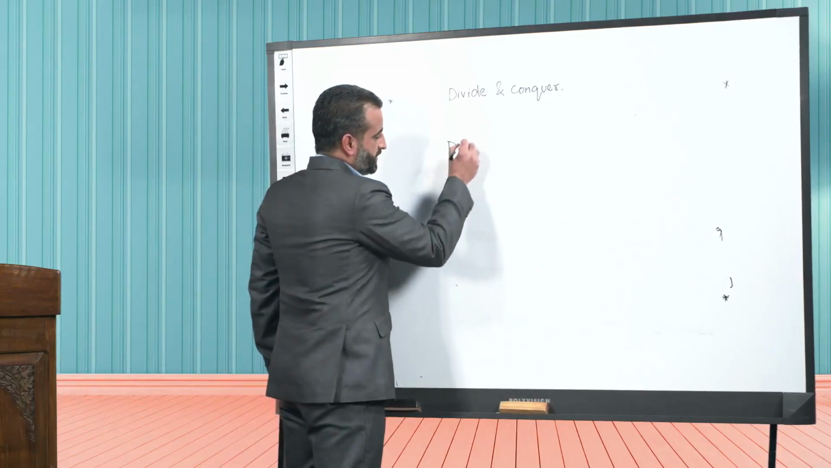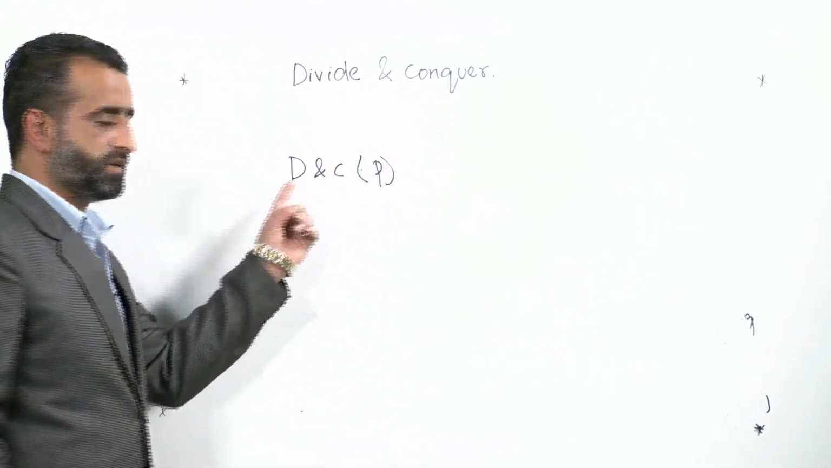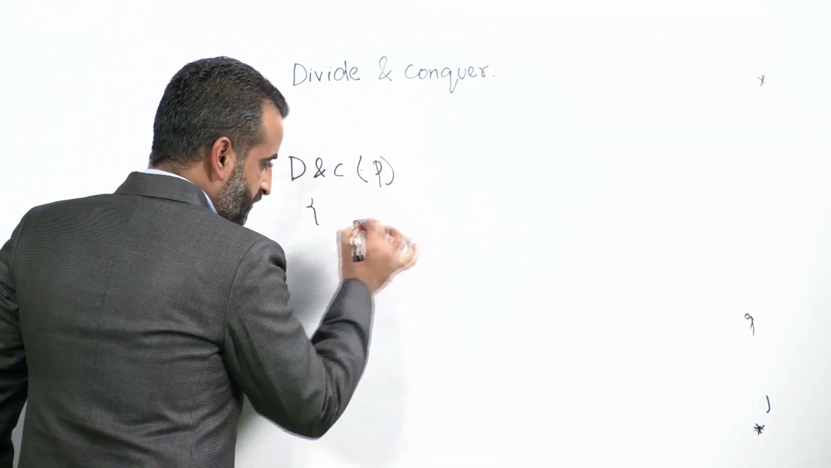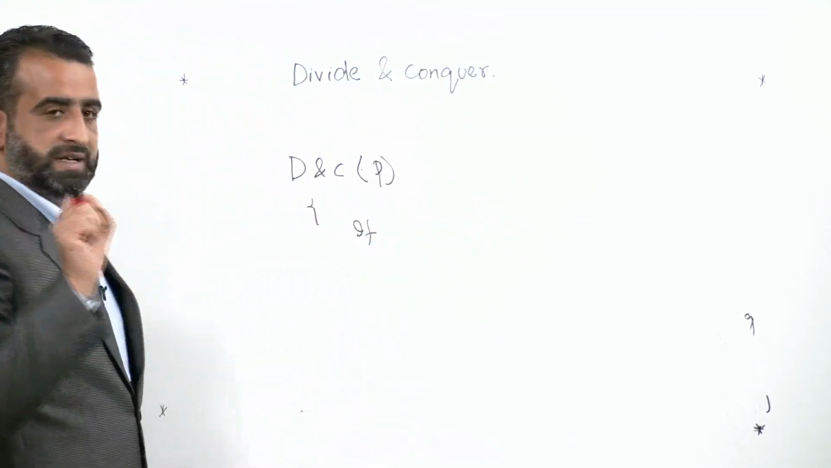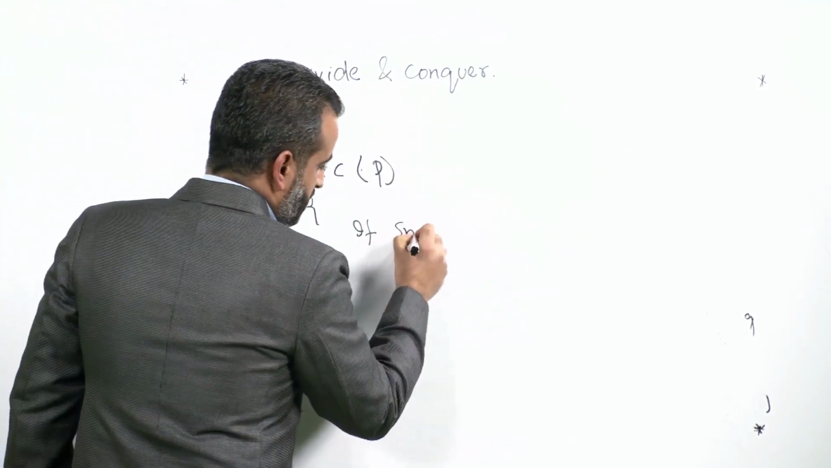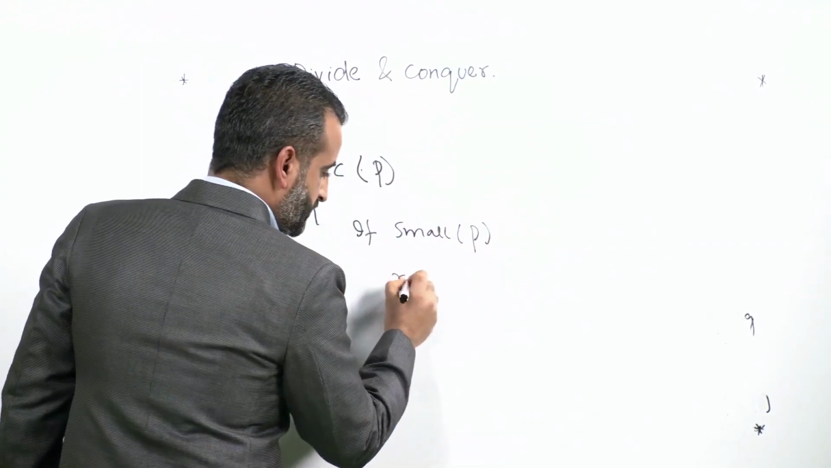So if this is the function I am using for divide and conquer, and this is the problem that I am trying to solve using this particular strategy, what we will do is first check the size of the problem. If my problem is small enough that it can be solved, then we will simply return the solution of this particular problem. So if the problem is small enough, just return the solution of the problem.